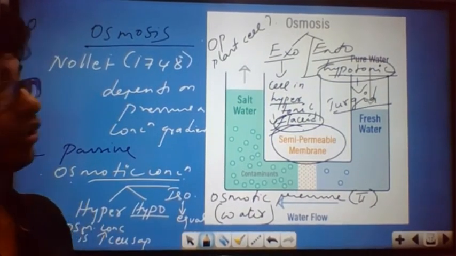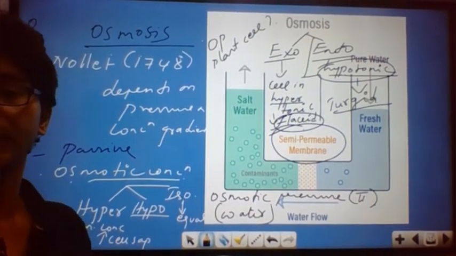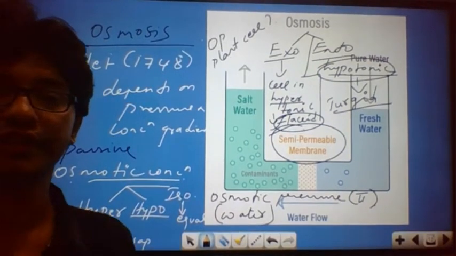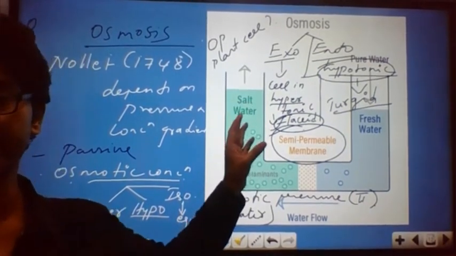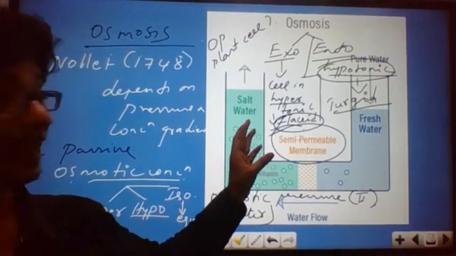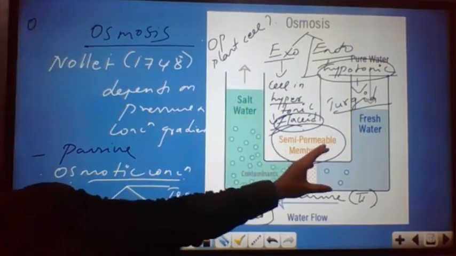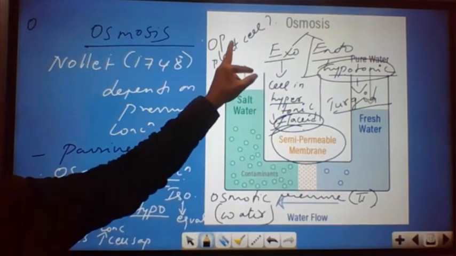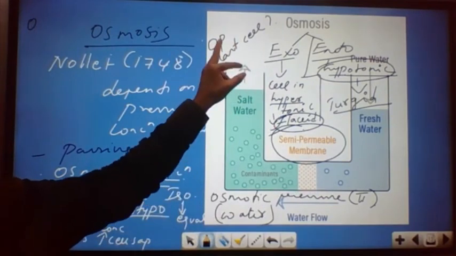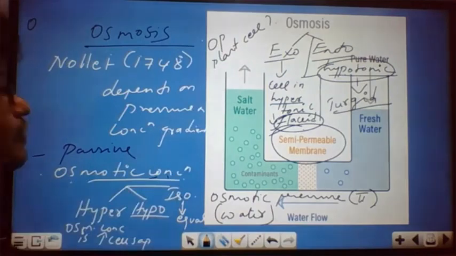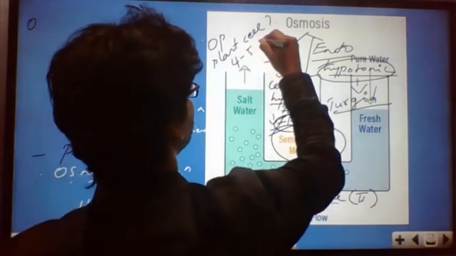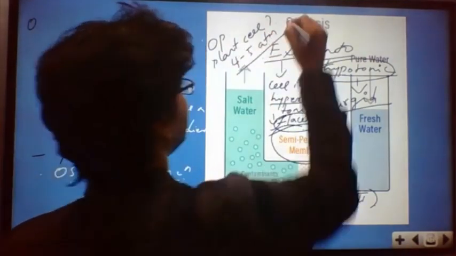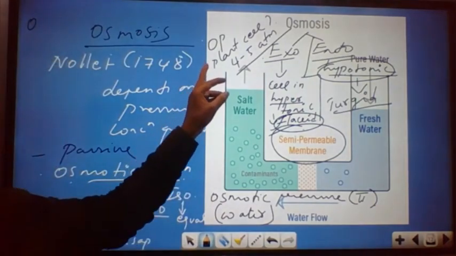What is the osmotic pressure of a plant cell? Coming to osmosis, the questions they usually ask are principle based. You may get a question on the semi-permeable membrane, or they ask about the osmotic pressure of a plant cell. The osmotic pressure of a plant cell is in the range of 4 to 5 atmospheric pressure.